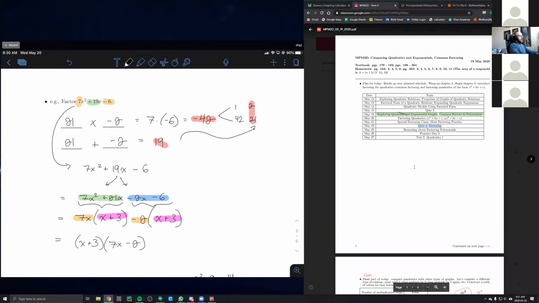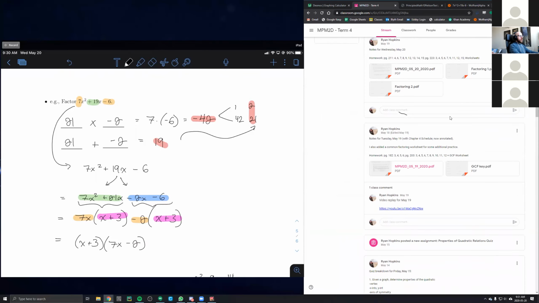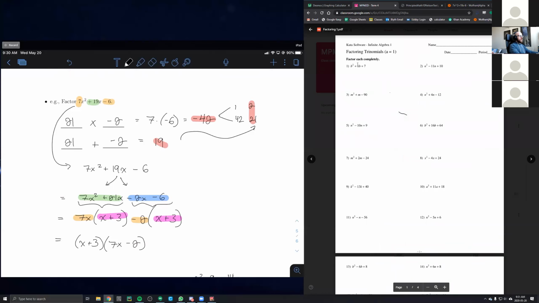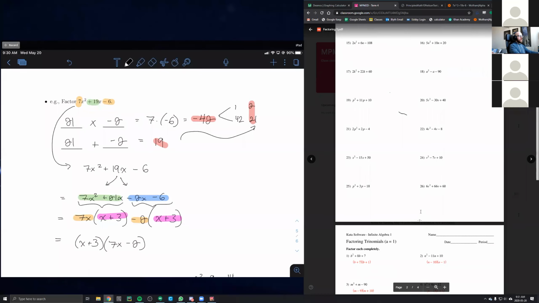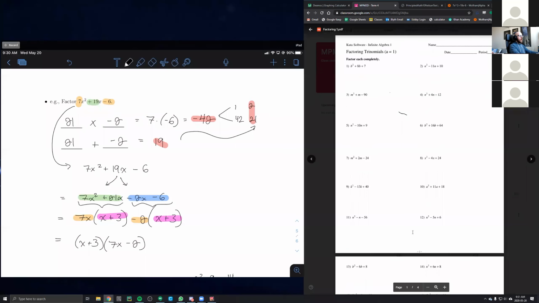Okay, beyond that, homework for today: I posted 2 worksheets. Factoring 1 is just trinomials, but the leading coefficient is 1. Okay, so quadratics with the leading coefficient of 1. So on this page, you do sum and product. Answers are at the bottom. And then factoring 2 is all about factoring via decomposition, so when the leading coefficient is not equal to 1. Okay, and that's it. Done.